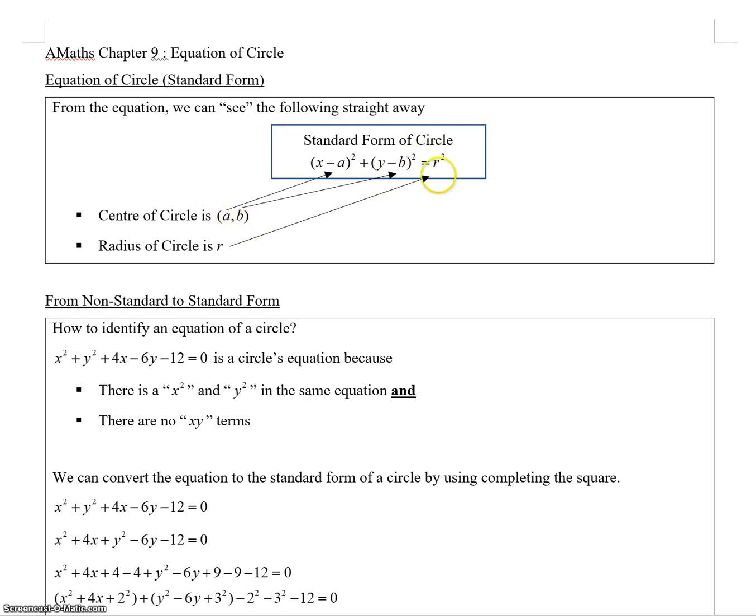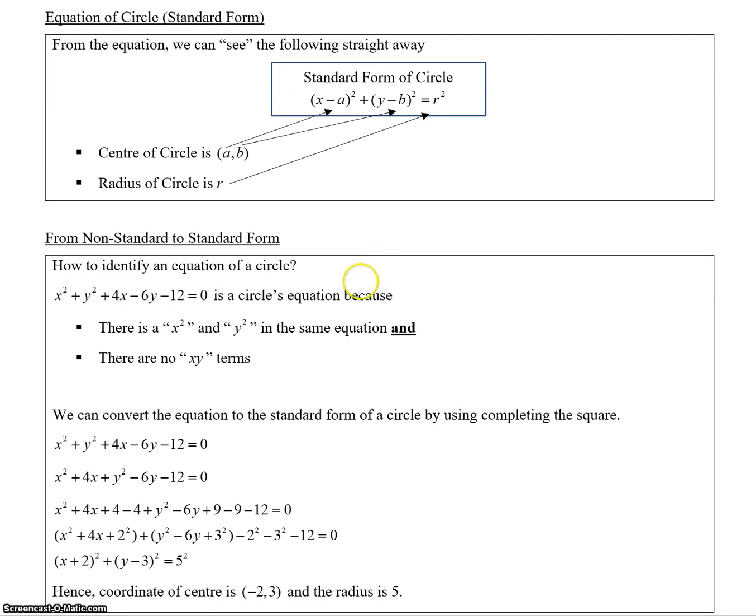So for the r squared here, r actually refers to the radius of the circle. So using this form, we can immediately see the two most important things of a circle, the center and the radius. Just with these two pieces of information, we can draw the entire circle straight away.